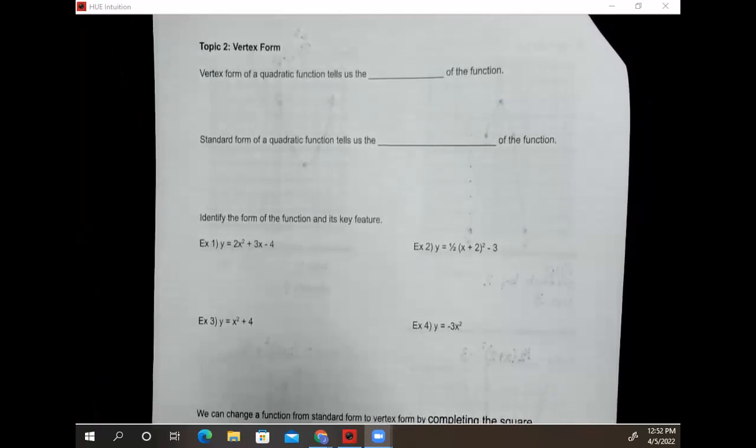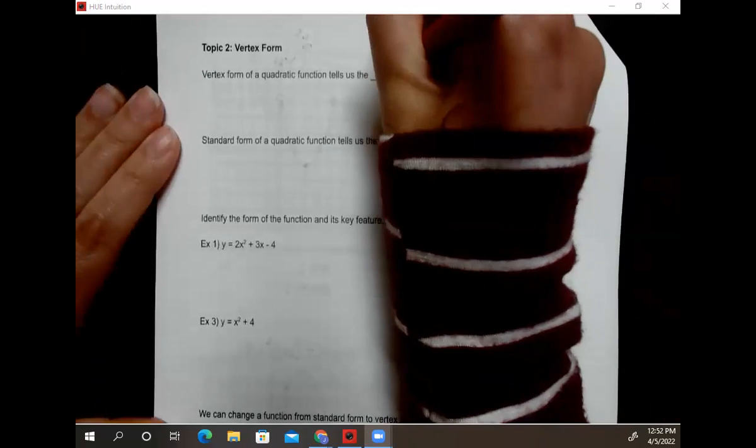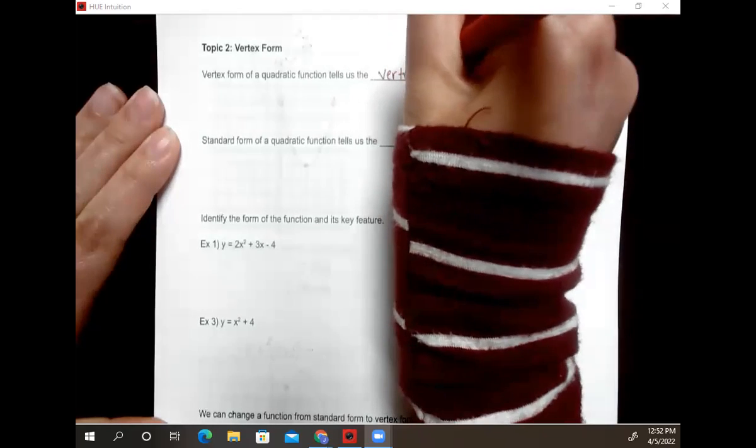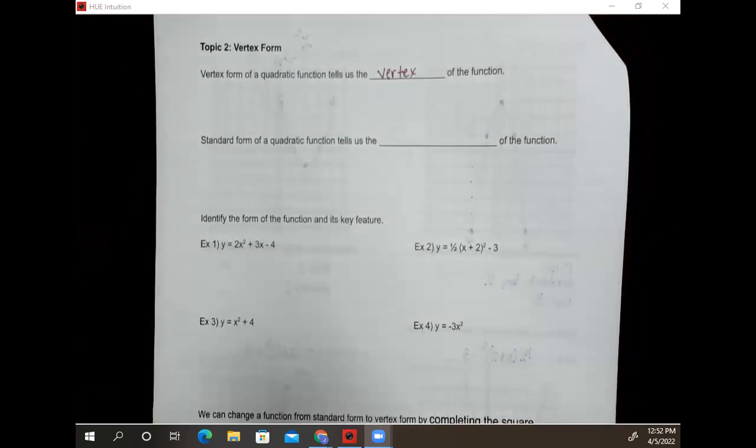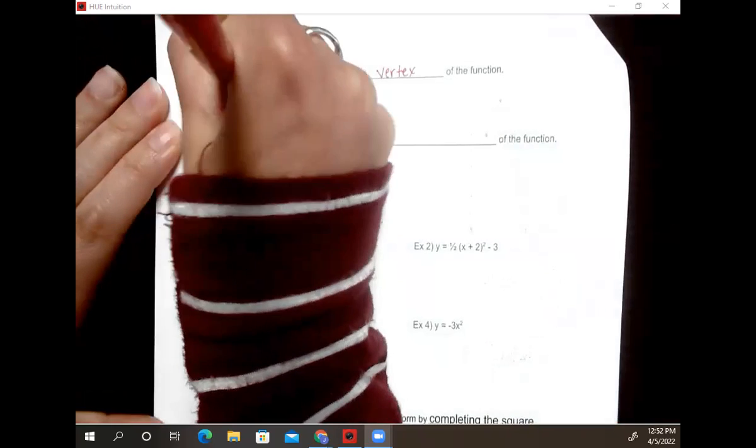So vertex form is called vertex form because it tells us what? The vertex, right? They're not trying to be tricky. It tells us the vertex. Okay, vertex form tells us the vertex of the function. The most generic version of vertex form that we can get would be something that looks like this, where I've got no values plugged in for anything.